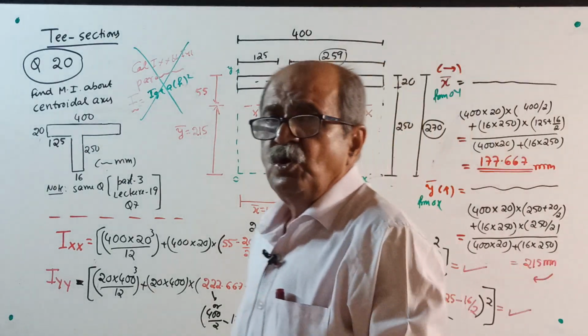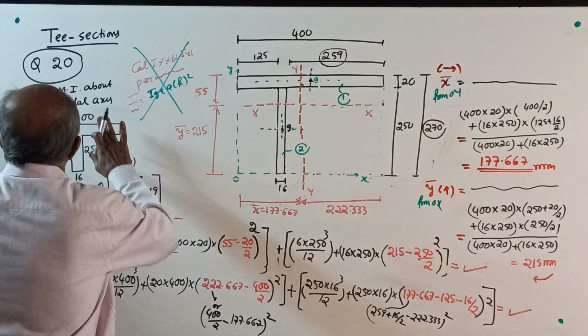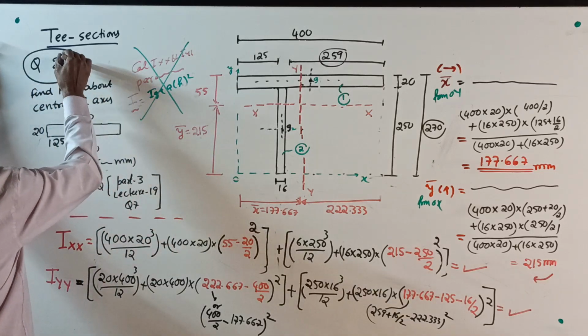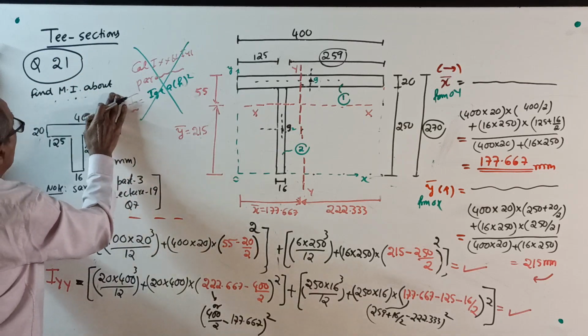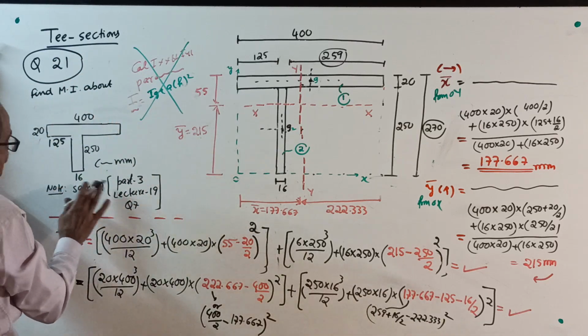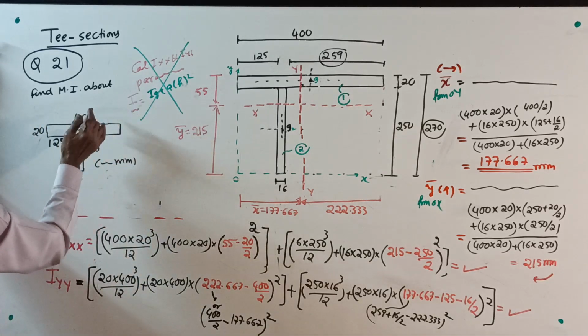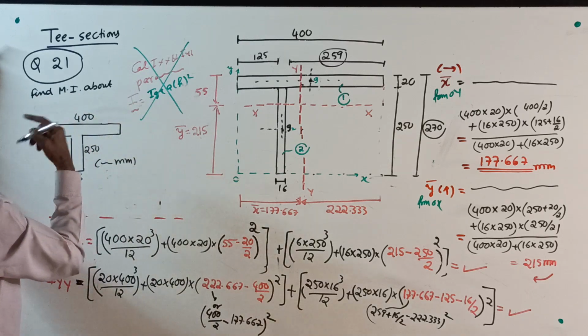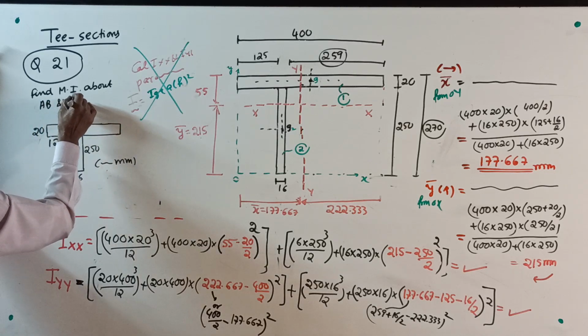Now, question 20 over. I am saving some time now. Question number 21. Find moment of inertia about a non-centroidal axis. I will ask you, this is not the same question, see. Same thing I will maintain to save time, about some random axis. I will call them AB and CD.